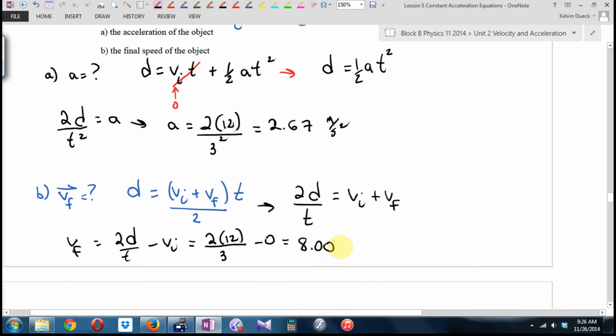Why did I go 8.00? 3 sig figs. And again, let me emphasize, Thomas, I will not take marks off for the rest of the year for sig figs. I gave you guys a test on that. But will I certainly be careful?